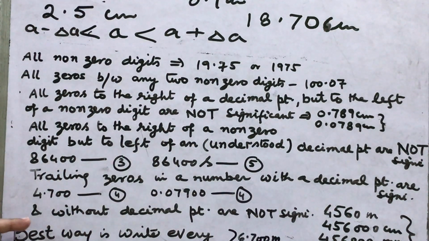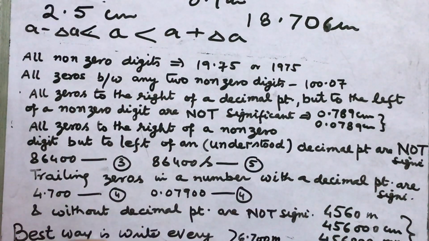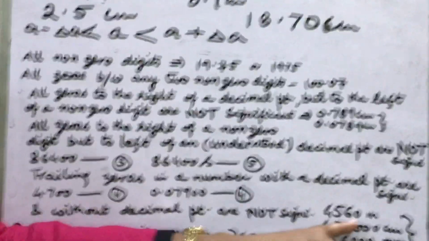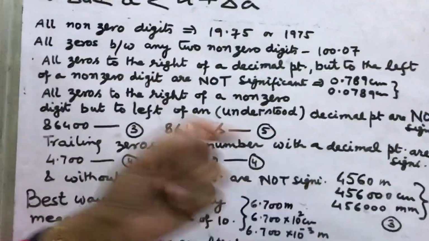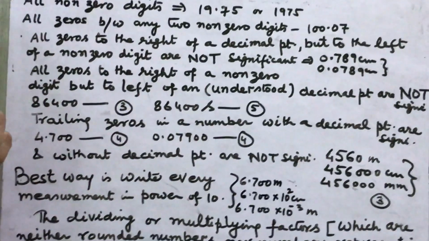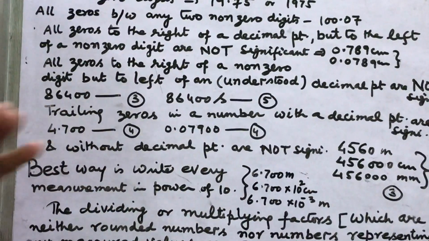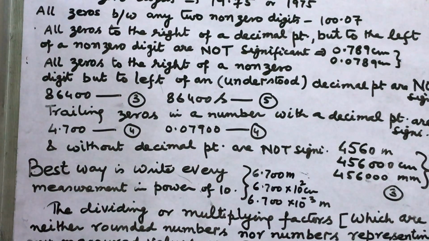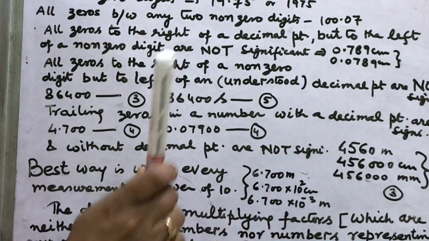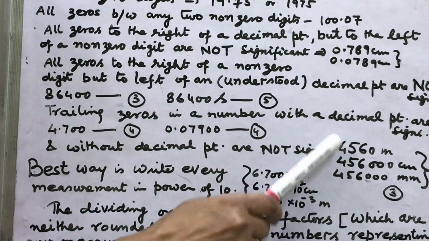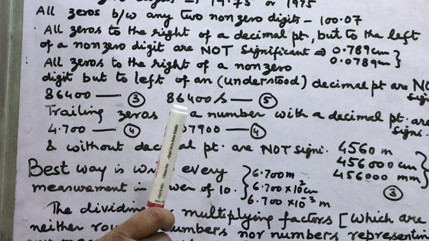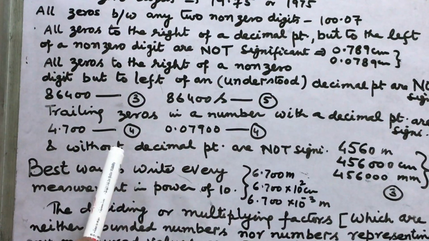Now if trailing zeros are given without a decimal point, then they are not significant. Look here: 4.4560 centimeter, 456,000 millimeter. Since the units are written from one system to another, there is a very important rule: change of unit doesn't change the number of significant figures. Learn it. So each of these three numbers has three significant figures, which are 4, 5 and 6.